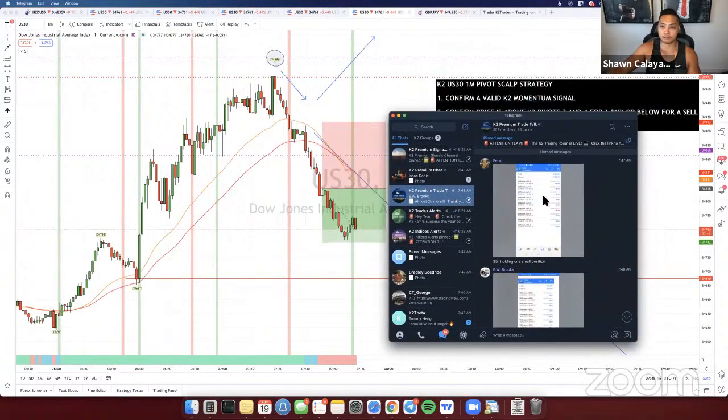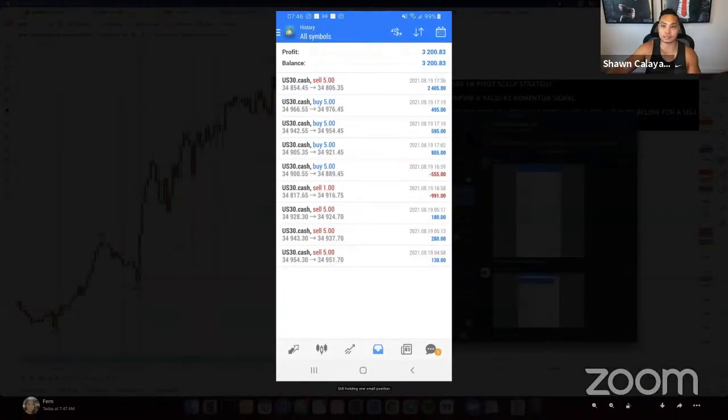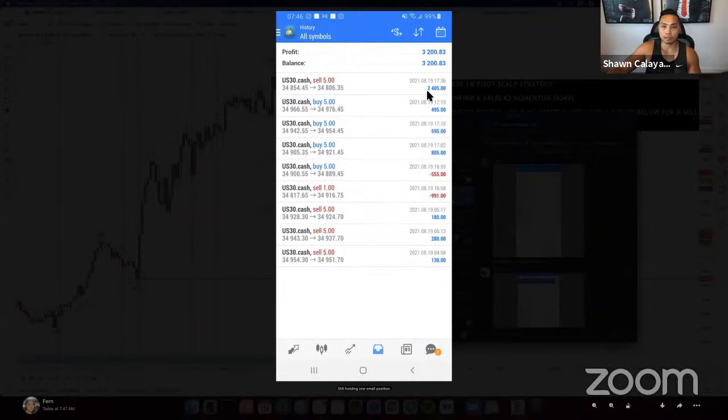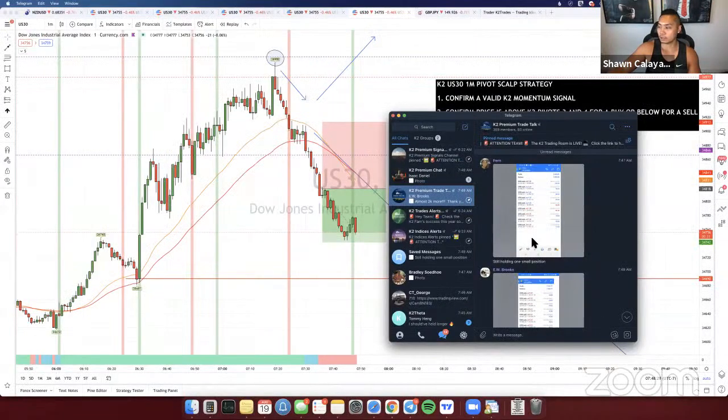Let's see, Fern over here logged in 3,200. Nice work, Fern, killed it. Fern said she's still holding one small position. So Fern's in profit 3,200, and she's also holding another one, kind of similar to what I'm doing. My accounts are on my FTMOs. They're both up about 600. Let me check this real quick.